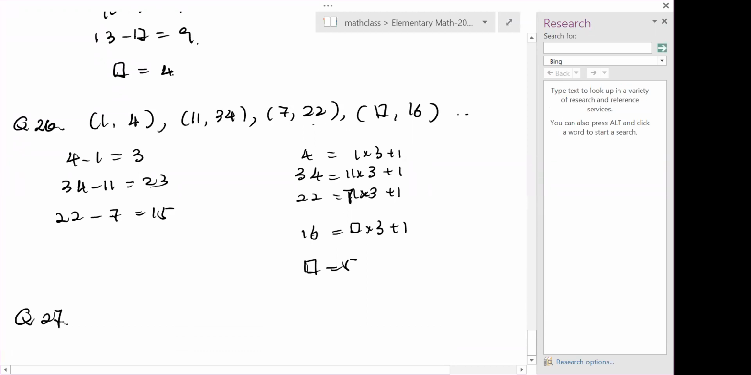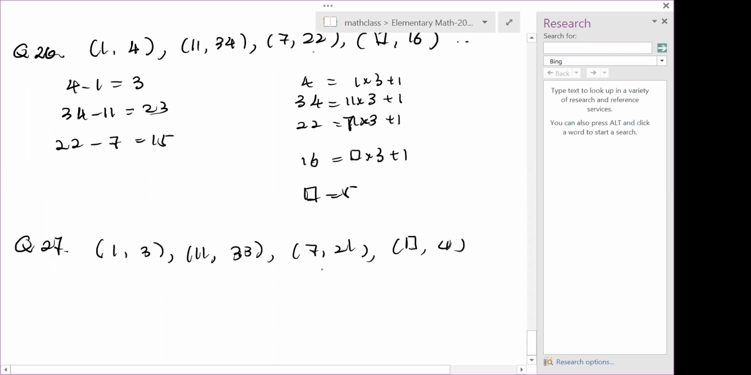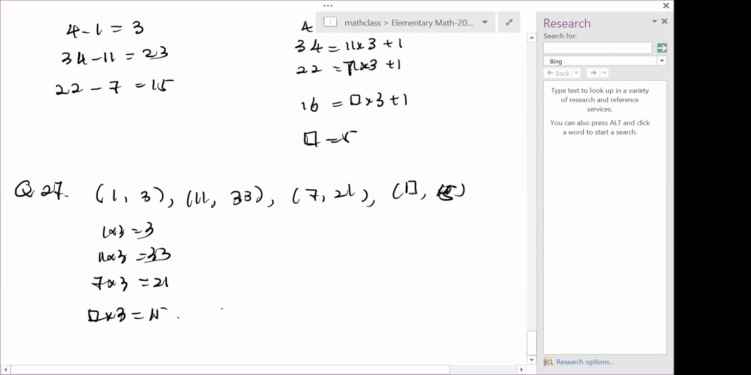Okay, it's the last problem. 1, 3, 11, 33, and 7, 21, and that number 15. That'll be much easier. So the second number is just the first number times a certain number. Okay, so 3, right? And the third times 3, right? So 1 times 3 is 3. 11 times 3 is 33. 7 times 3, that will be easier than the previous problem. And this number times 3 is 15. So that number must be equal to 5.